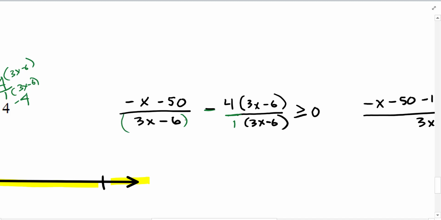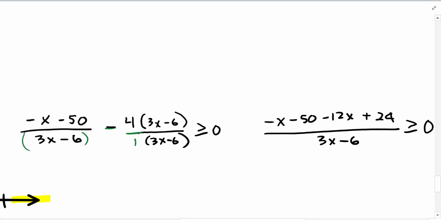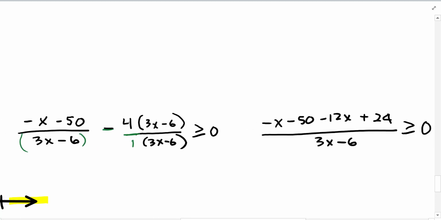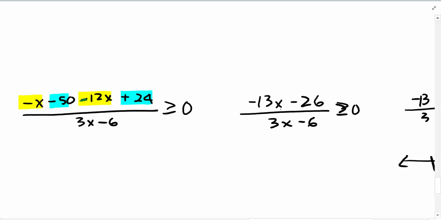I subtracted the 4, and then I multiplied numerator and denominator by 3x subtract 6. And once you do that, the denominators will now be the same, so we can put them into one fraction. And so we still have -x subtract 50, subtract 4 times 3x is 12x. We have to subtract again, but 4 times -6 is -24, subtract a negative is adding 24, and then -x and -12x can be combined, and then -50 and +24 can be combined. And when we simplify that, we get -13x subtract 26 over 3x subtract 6.